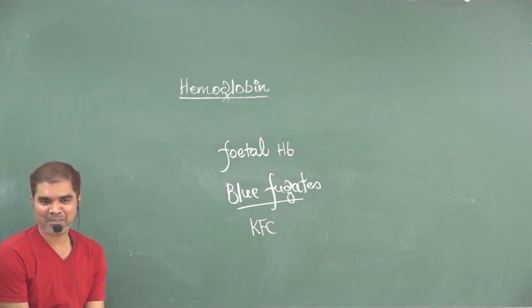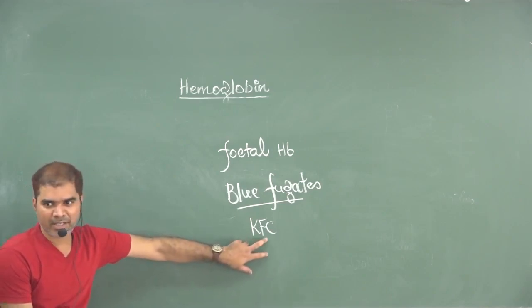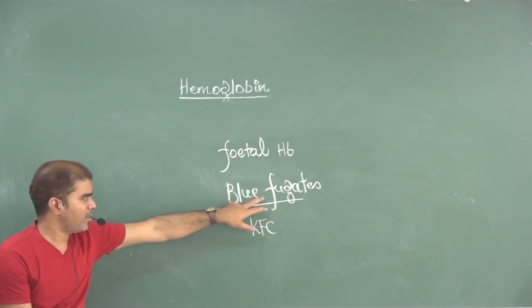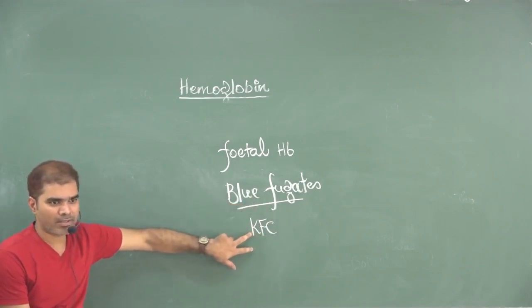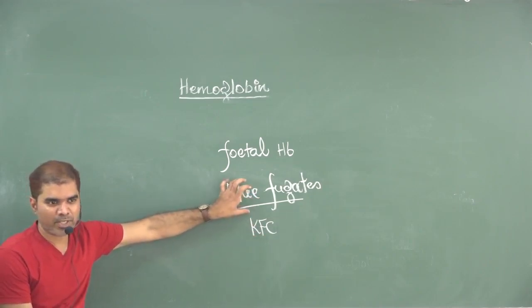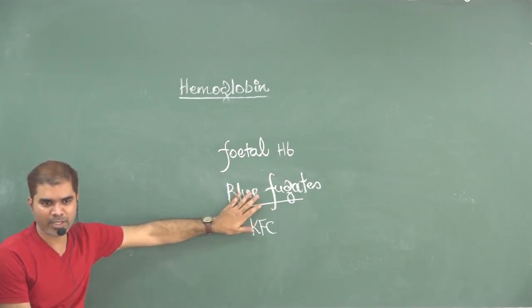Everyone is aware of KFC. But what is that KFC? Kentucky. The place is Kentucky. So there they have started this fried chicken. They call it Kentucky Fried Chicken. And these blue fugates, these people are also related to the Kentucky place. What is the importance of these blue fugates? There is an anomaly which is associated with them.